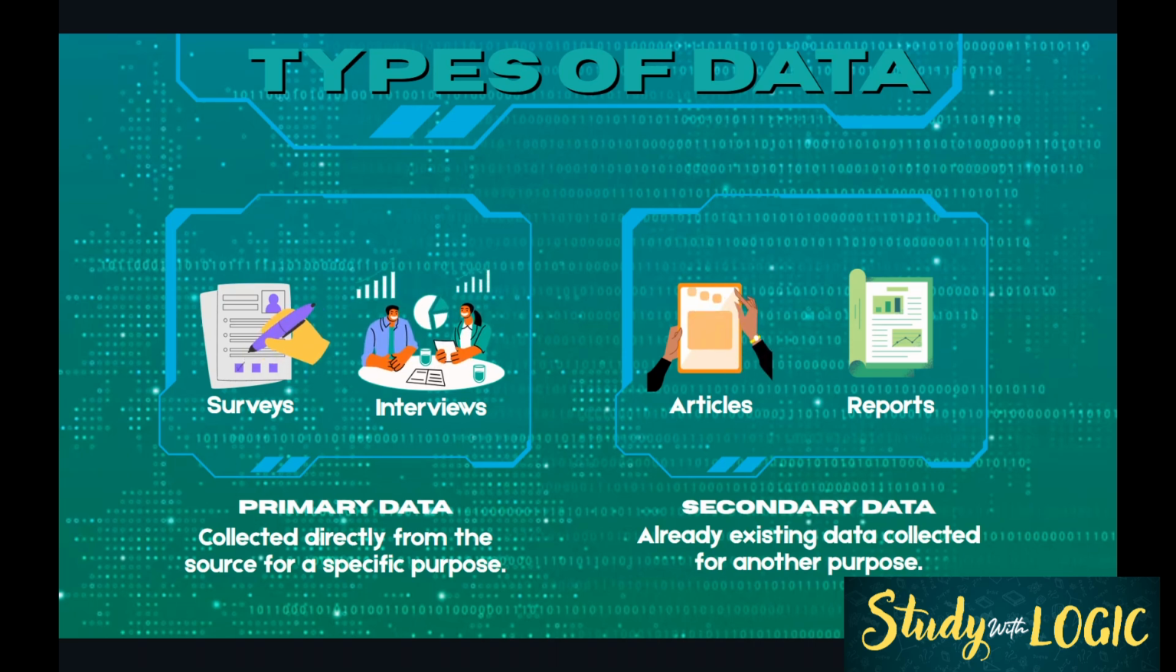Since data is the foundation of good research, it helps us analyze, measure, and make smart decisions. And it comes in two main types, that is primary and secondary.